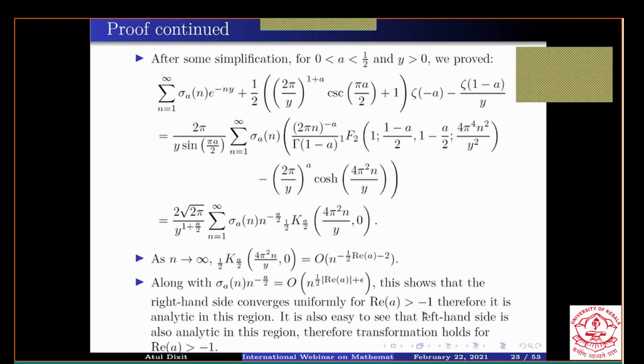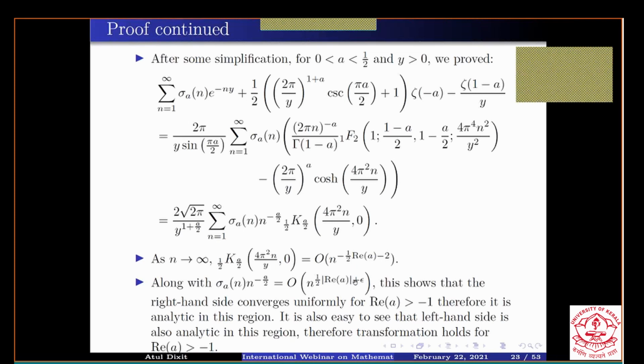So in essence, what one can get is that because this is analytic for real part of a greater than minus 1, and because this series converges uniformly for real part of a greater than minus 1, you can appeal to Weierstrass's theorem on analytic functions. It says that if you have a uniformly convergent series of analytic functions, then it must be analytic itself. So this becomes analytic.